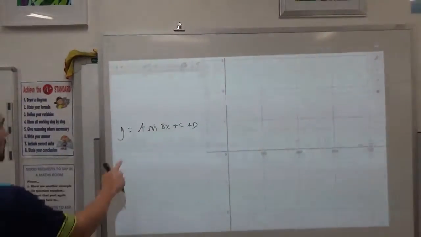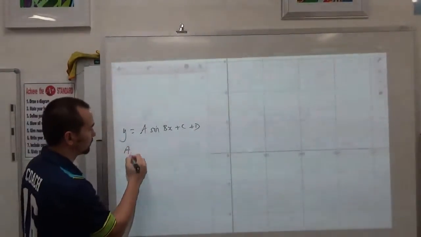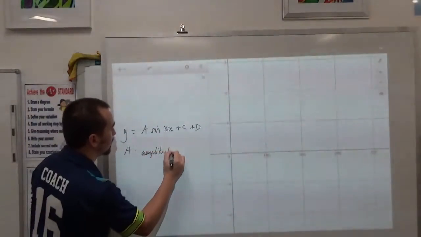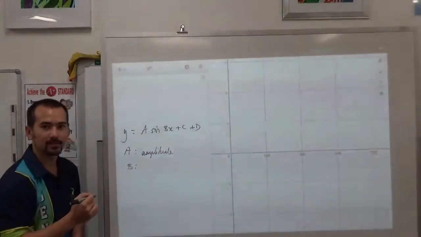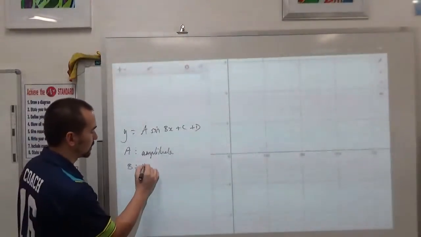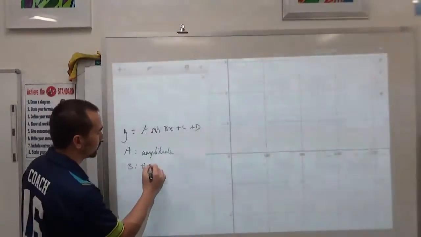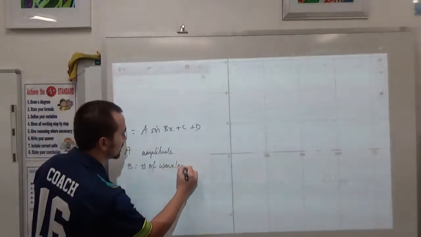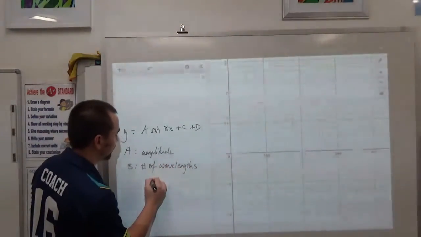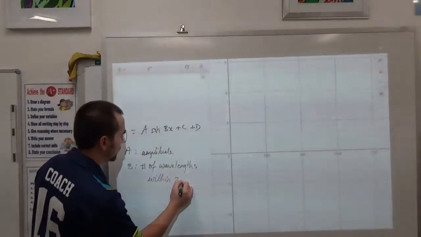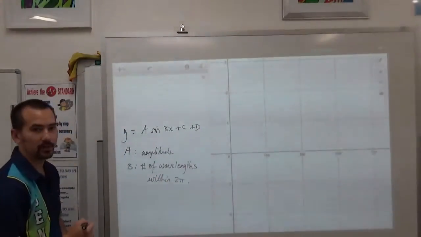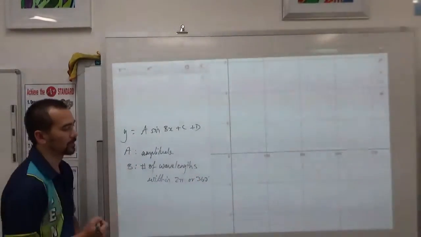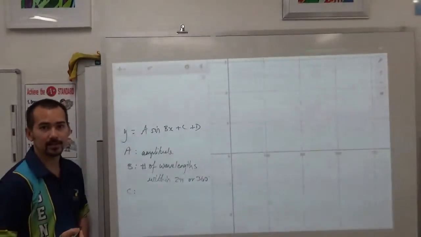Times 2. Okay, what's A for? Amplitude. Okay. And what does B tell us? The number of wavelengths within 2 pi. Yes. Okay. And if we're using degrees, it would be 360 degrees.